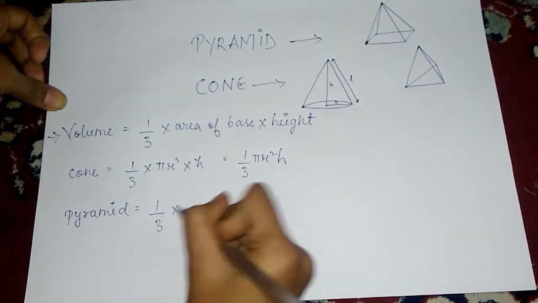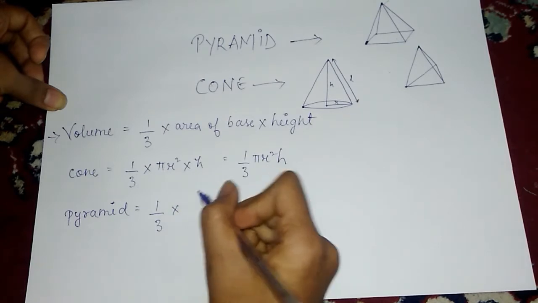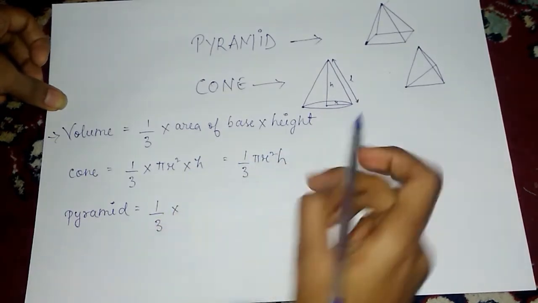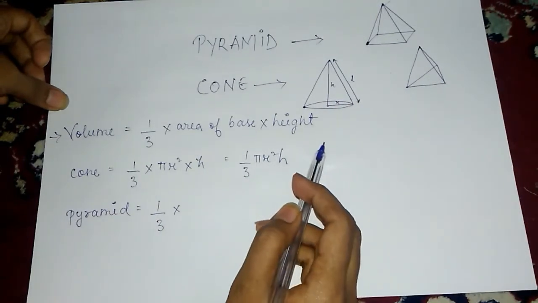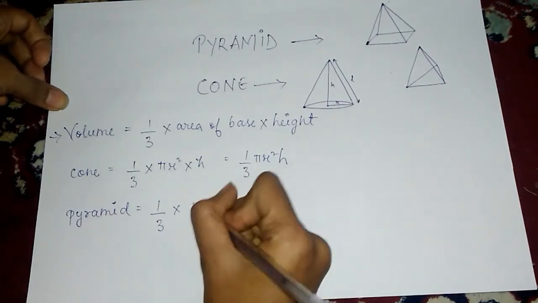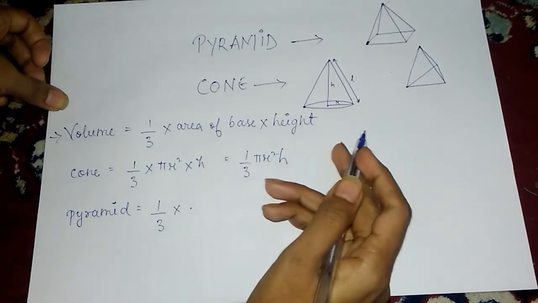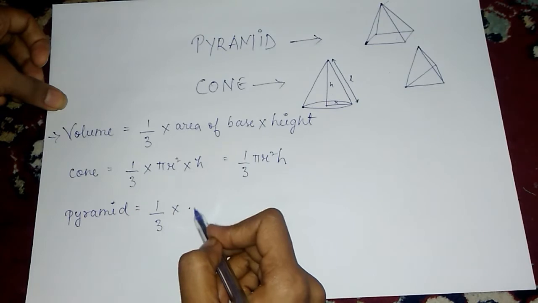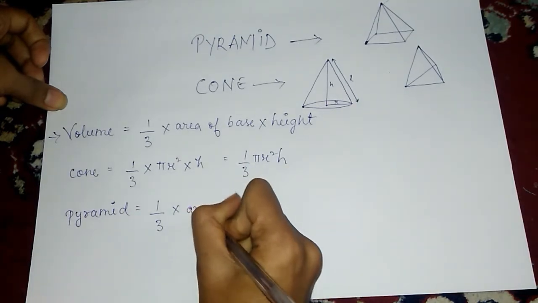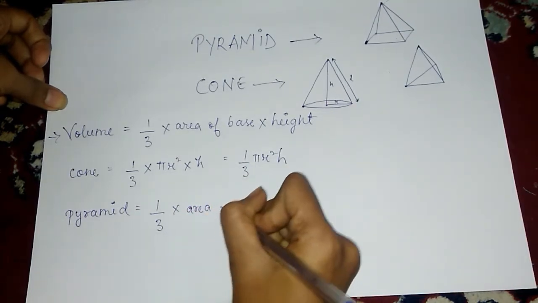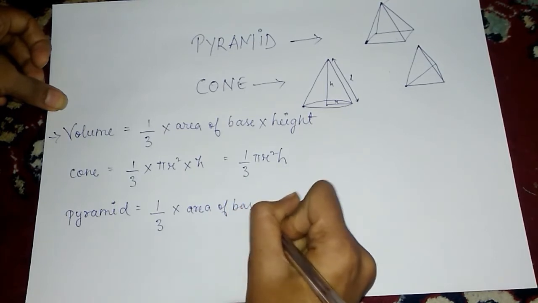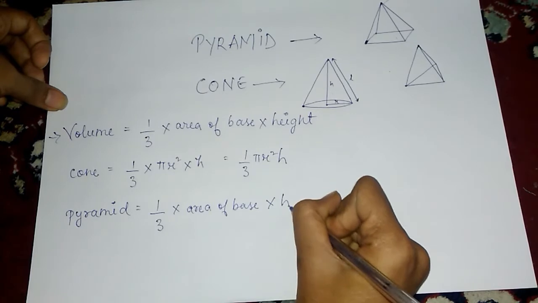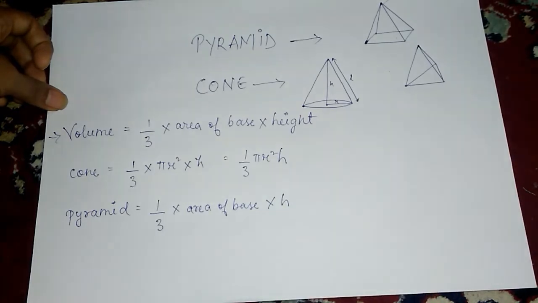1 upon 3 into base area. In a pyramid it depends on what the base is. If the base is a square, then area of square. If the base is a triangle, area of triangle. If the base is a rectangle, area of rectangle. So I'll write here area of base into h. Yes, that is height.